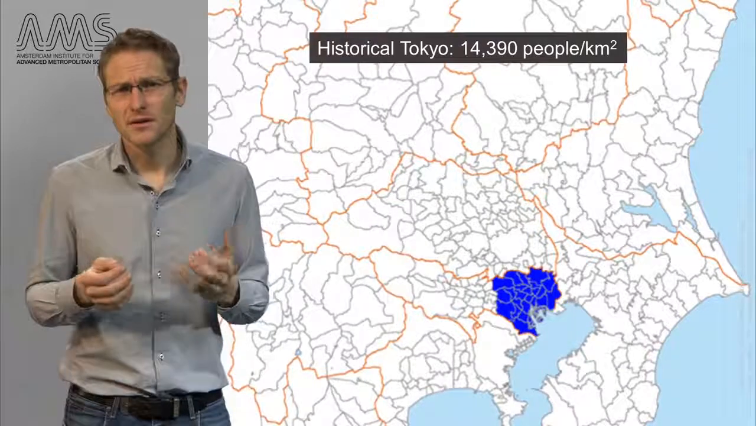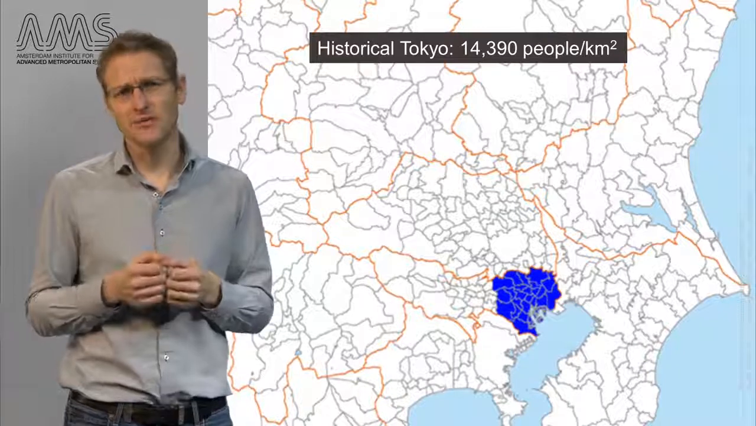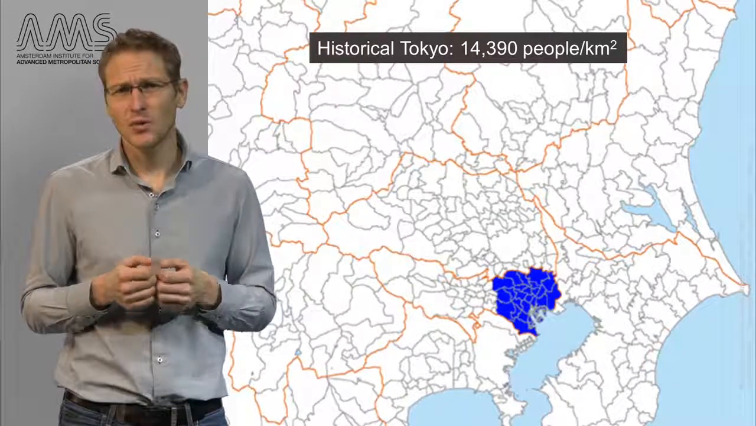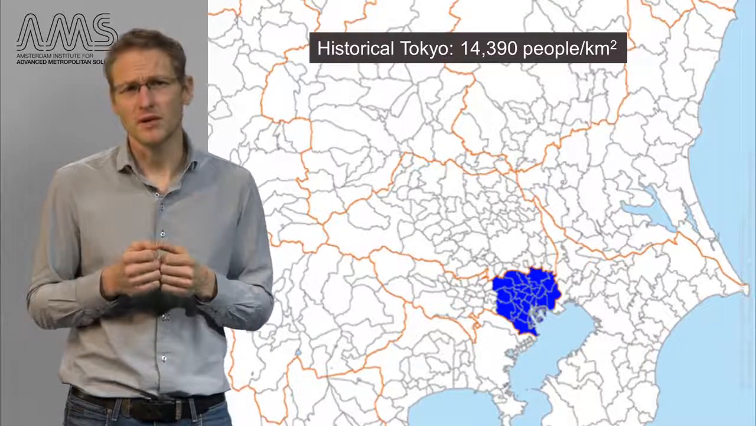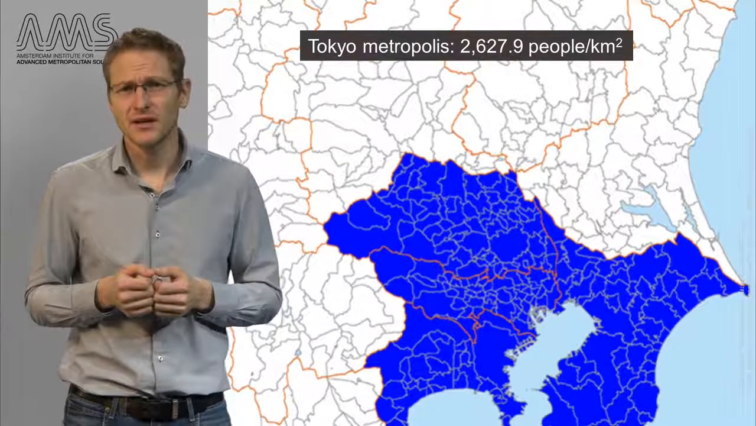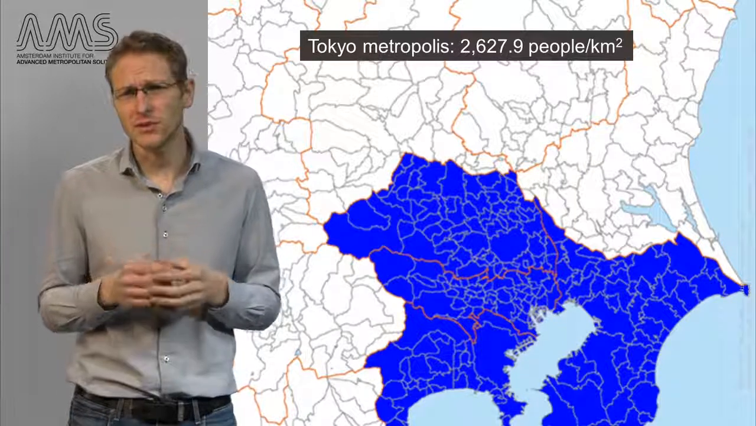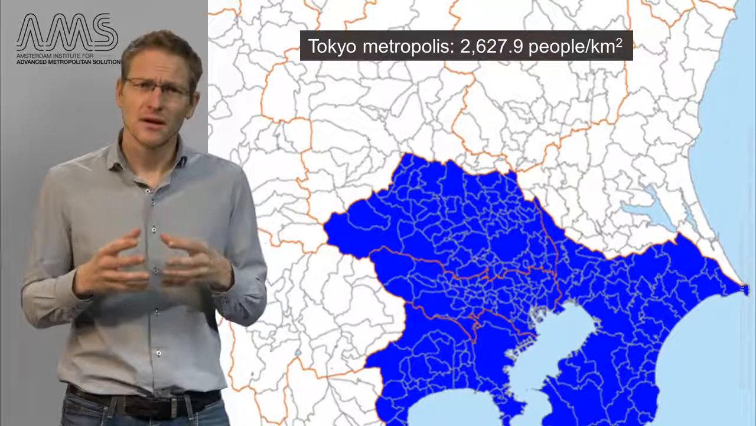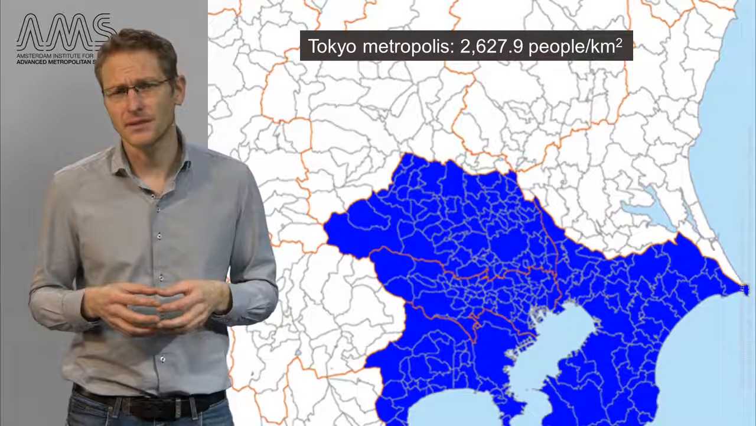For example, the historical center of Tokyo. Until 1943, this was defined as the city of Tokyo. In this highly populated center, we have the high population densities of more than 40,000 people per square kilometer that I mentioned. But after 1943, the historic center became part of the wider Tokyo metropolis. In this most commonly used reference area for Tokyo, density already drops to about 2,600 people per square kilometer.